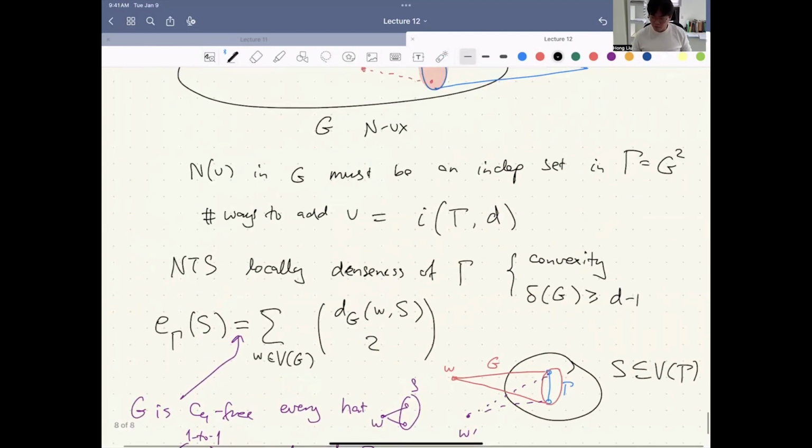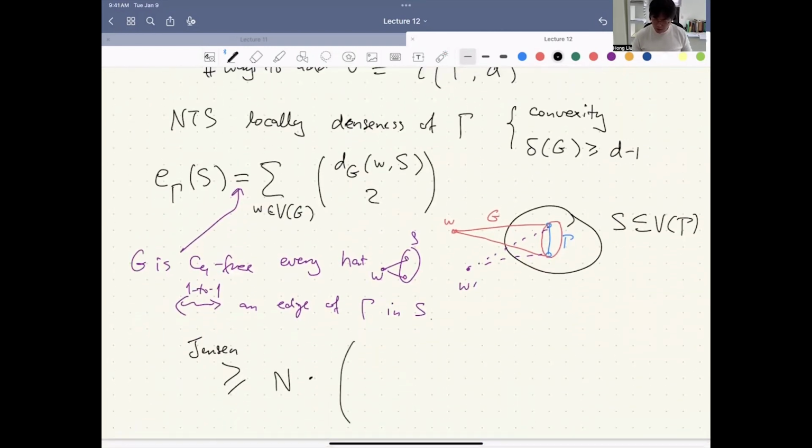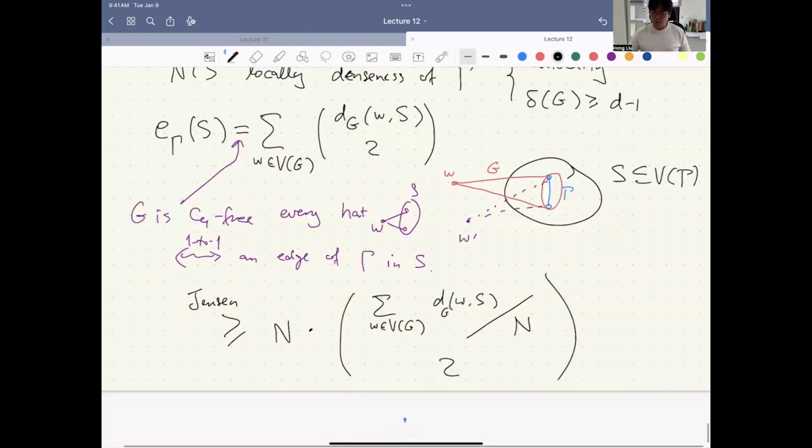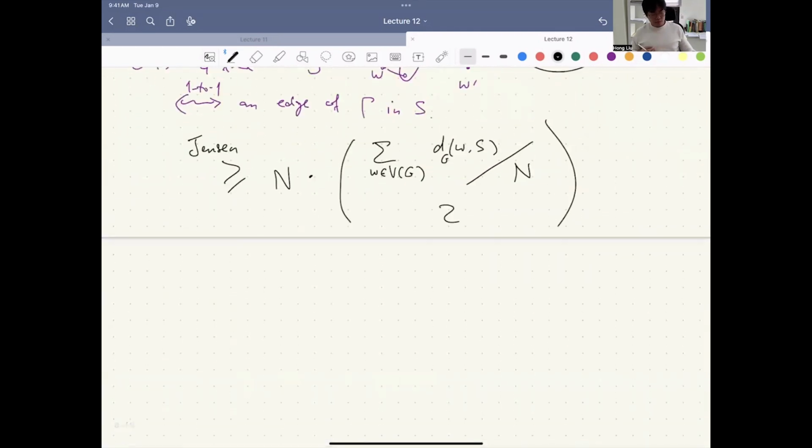we have capital N vertices in our graph G, times we take the average of this degree. So it's the sum over all W in V of G, degree of W in G in S divided by N, choose 2, Jensen's inequality. Okay. How do we estimate this guy? Let's look at this sum here, average degree.